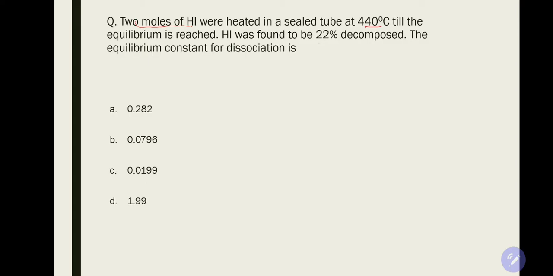And what is the rate of decomposition? It is 22% of the volume or the concentration of the HI that is decomposed. So they have asked you the equilibrium constant for dissociation. Now how to solve this question? Let us write the equation: 2HI decomposes, on decomposition it will form H2 plus I2.